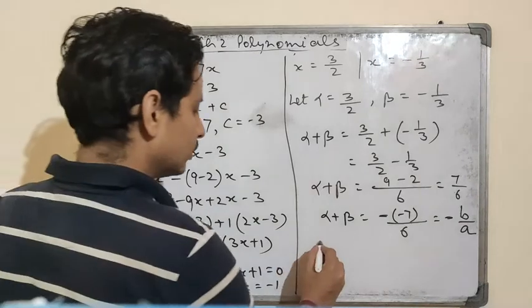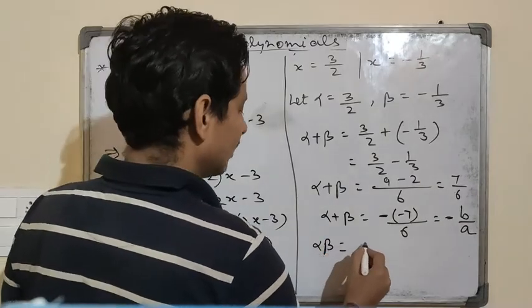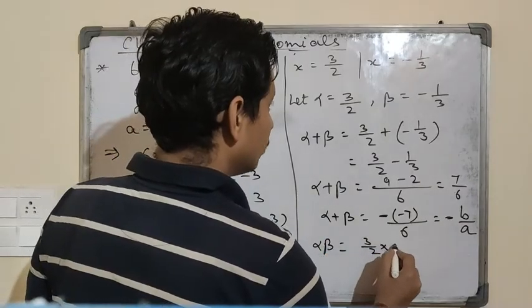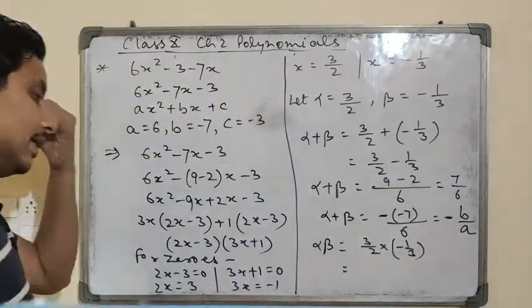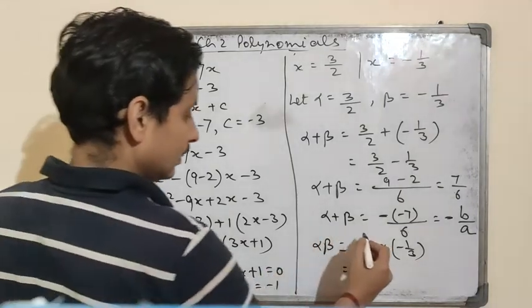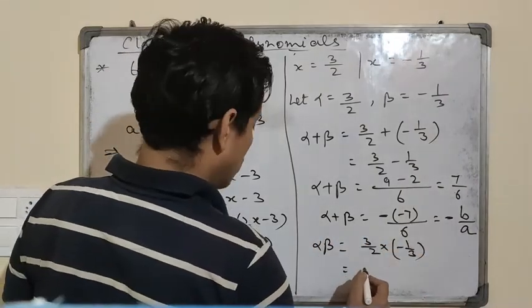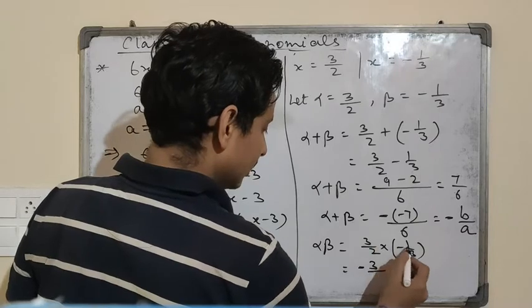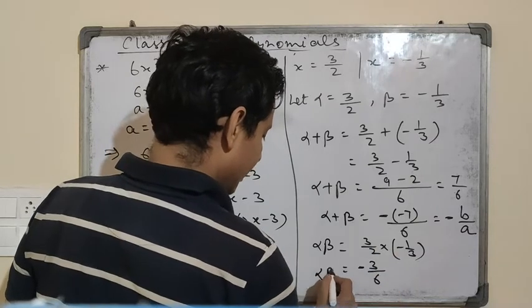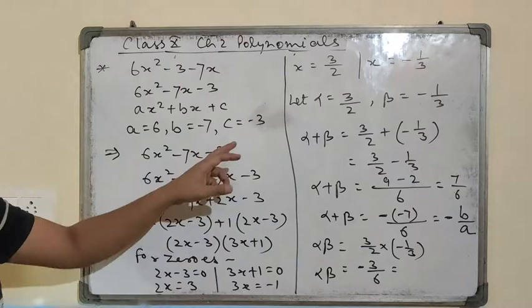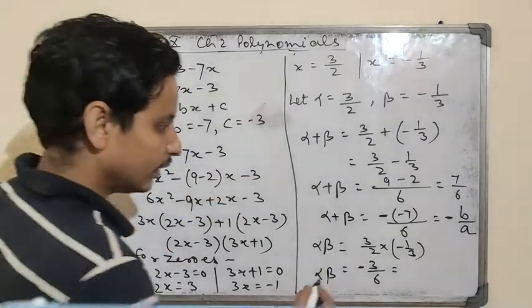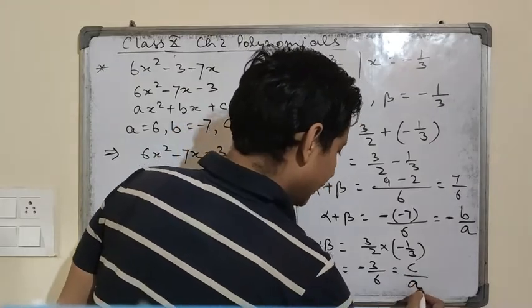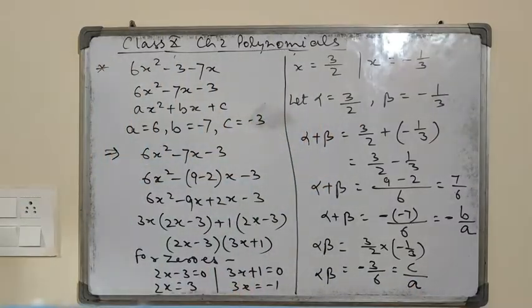Now product of zeros, alpha beta. Alpha beta, here we have 3/2 into -1/3. So when we multiply, it is 3 1 ja 3 and 3 2 ja 6. Alpha beta equal to, so here we have c, -3 is c and 6 is a, so here we have c/a. It means alpha plus beta equal to -b/a and alpha beta equal to c/a.